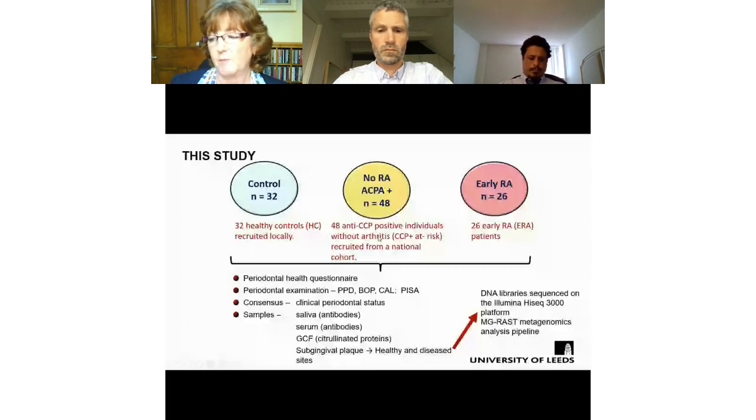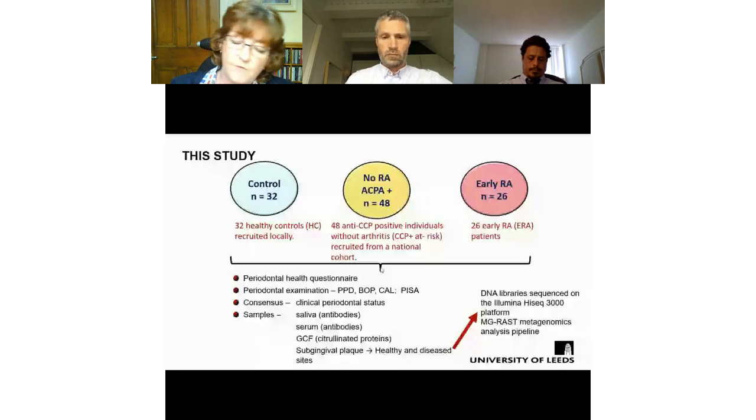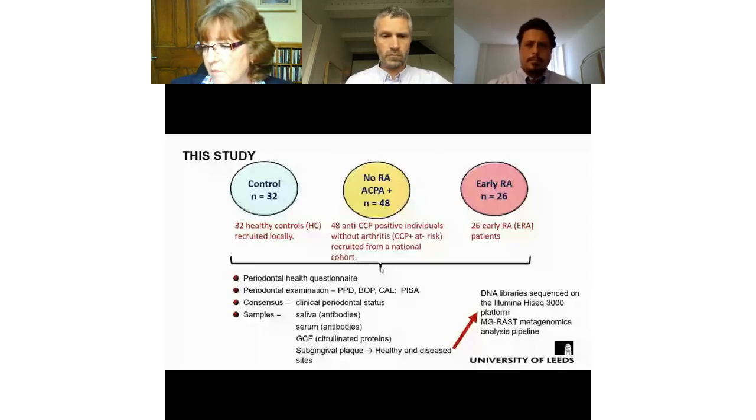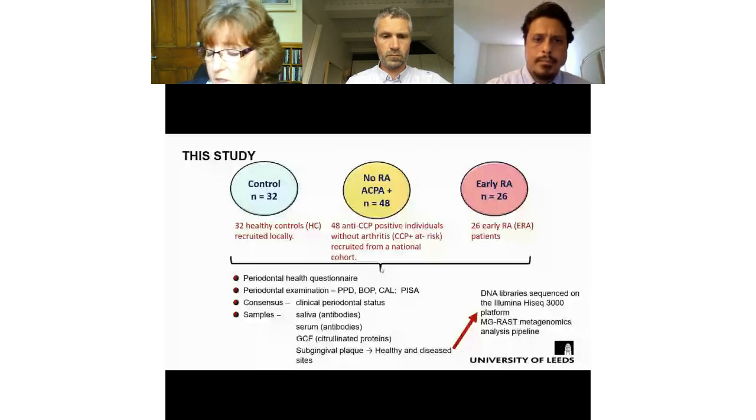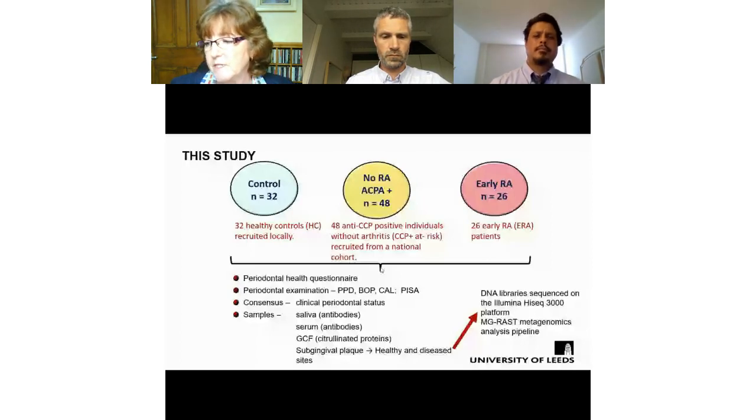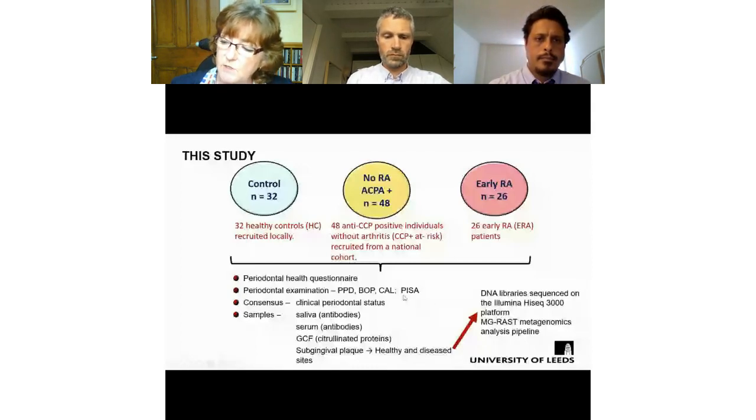So when they attended Chapel Allerton Hospital, we took over a portion of a ward and converted it into a dental space. The volunteers were asked to complete a periodontal health questionnaire. They had a full periodontal examination, which included measuring at a number of sites around the mouth the periodontal probing depth, or PPD, bleeding on probing, clinical attachment loss, and then the periodontal inflammatory surface area was calculated from the clinical attachment loss and PPD readings. So these are all indicators of the level of disease at specific sites around the teeth.